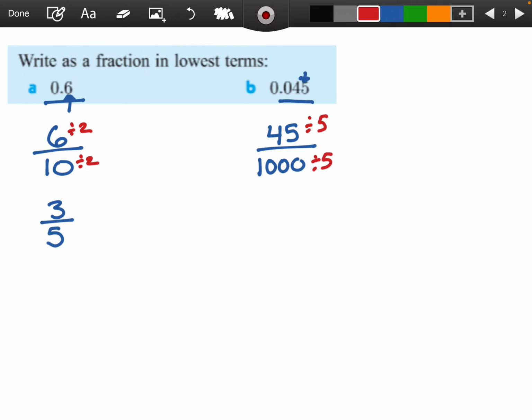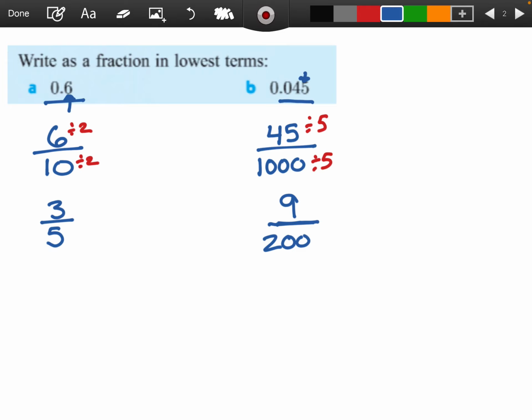45 divided by 5 gives me 9 on top. And 1,000 divided by 5 gives me 200 on the bottom. And then I look at that and I think, okay, factors of 9, we've got 1, 3, 9. 200 is not divisible by 3, so it's not going to be divisible by 9, so that's about the best I can do. So 9 over 200 is 45 thousandths as a fraction in lowest terms.